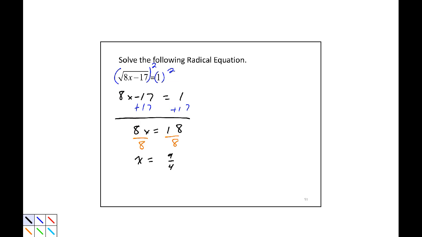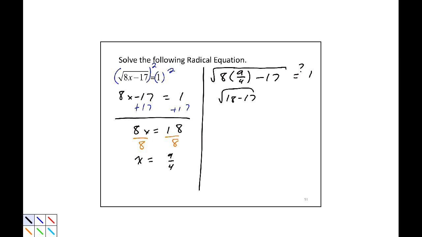Now let's check this. The square root of 8 times 9/4 minus 17, and I hope that's equal to 1. Well, 8 times 9/4 would be 72 over 4, which should be 18. So this is the square root of 18 minus 17 equals 1. 18 minus 17 is 1, so the square root of 1 is in fact 1, and 9/4 is a valid solution.